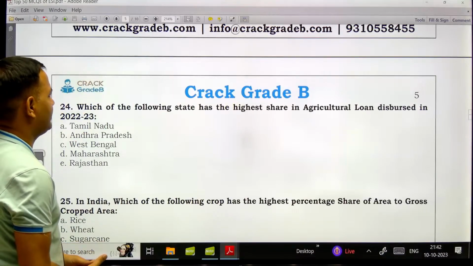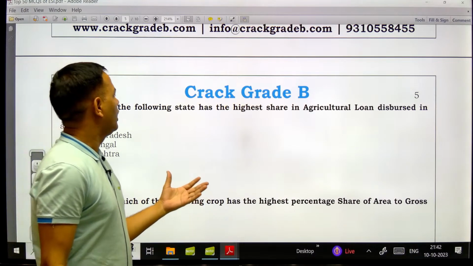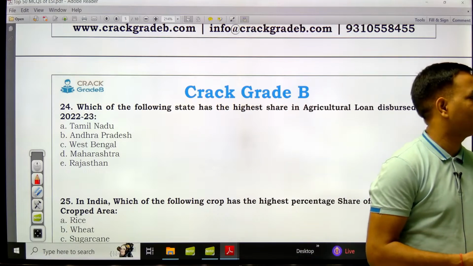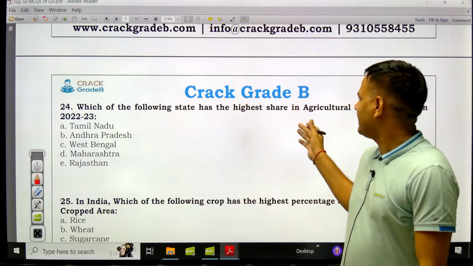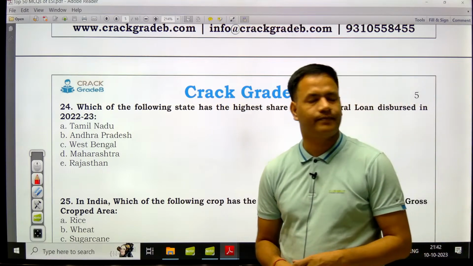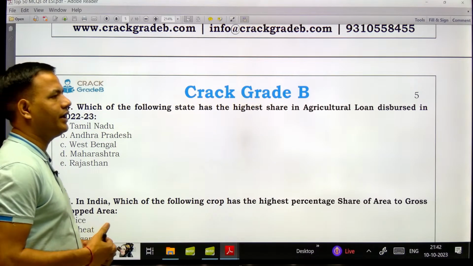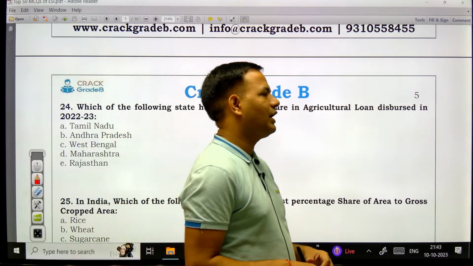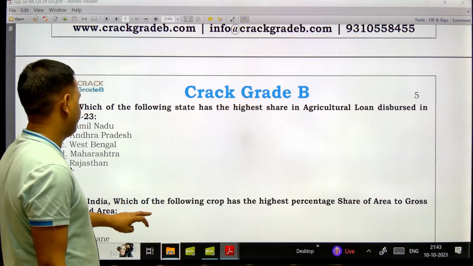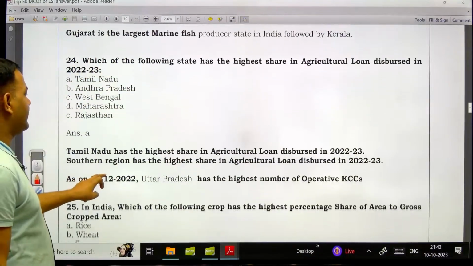Which of the following states has the highest share in agriculture loan disbursed in 22-23? 24D, Maharashtra. Any other candidate? Any guess? Yes, Tamil Nadu is the right answer for this question. Tamil Nadu has the highest share in agriculture loan.